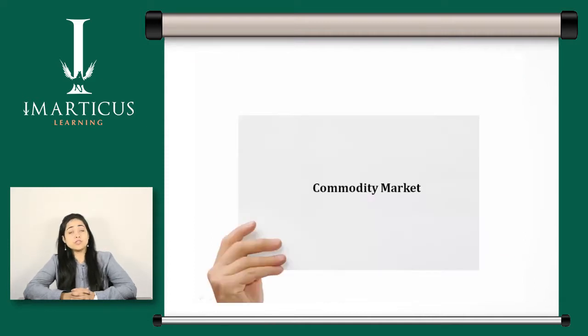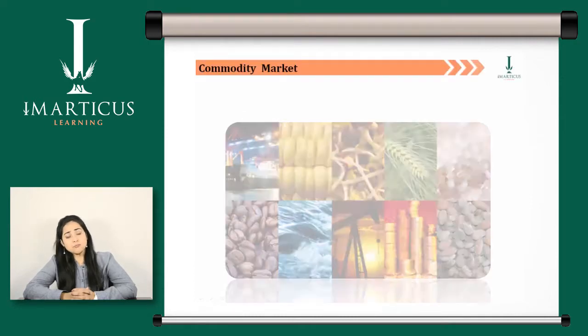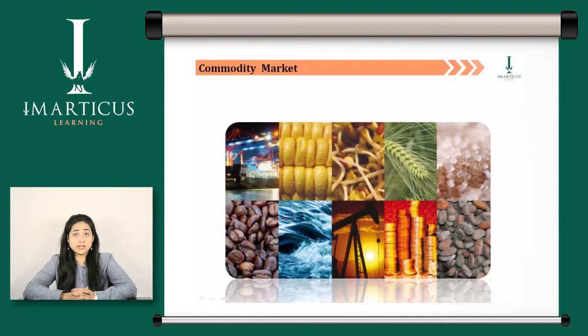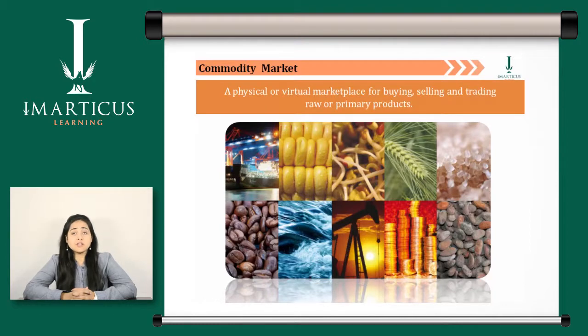Let us begin with the basics of commodity markets. A commodity market is a market that trades in primary rather than manufactured products. It is a physical or virtual marketplace for buying, selling, and trading raw or primary products.